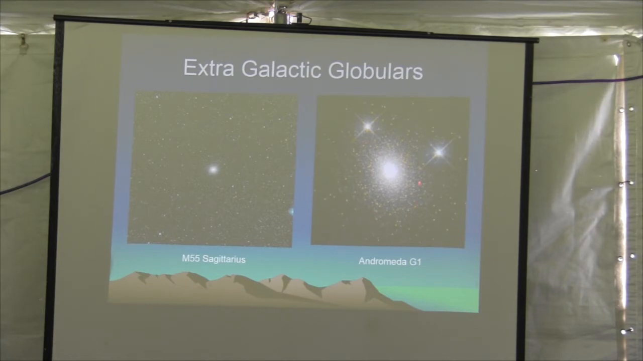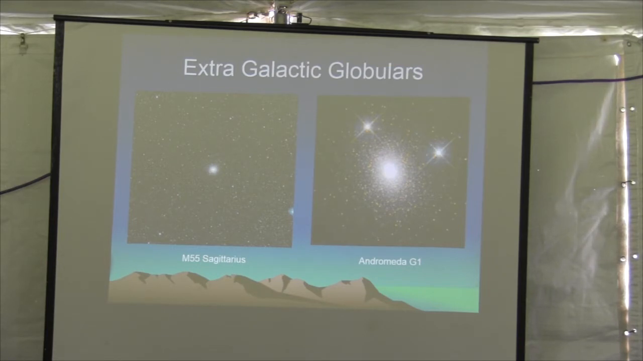This globular cluster here, called Andromeda G1, can anyone guess what constellation Andromeda G1 is in? It's in the Andromeda Galaxy. And the Andromeda Galaxy is about 2.5 million light years away. It's actually visible to the naked eye. It's quite wonderful when you look at it in a nice rich field telescope, one that has a nice wide view, because it's actually a rather large object.